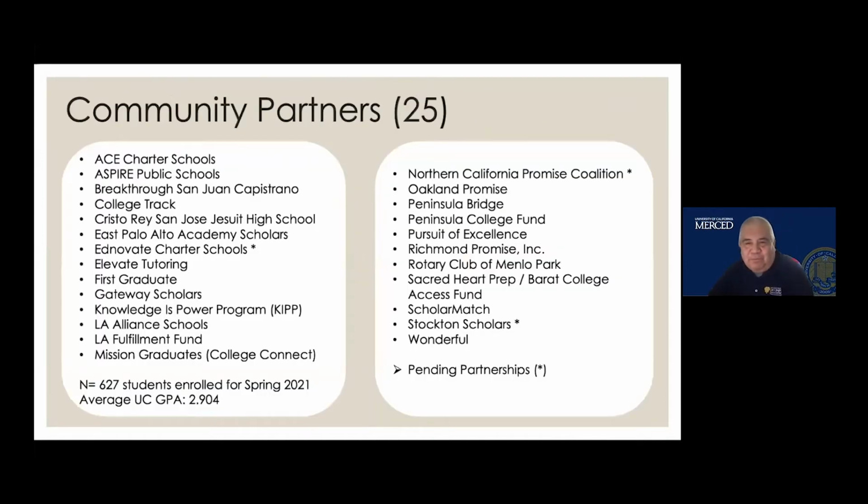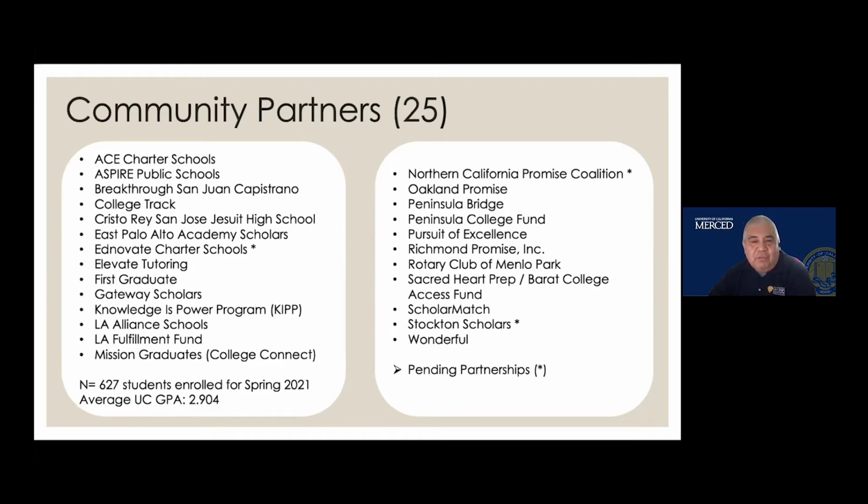Community partnership is made up of 25 community agreements with 25 community-based organizations or charter schools throughout the state of California whose students attend UC Merced. Through this partnership, we are able to support these scholars not only here at UC Merced, but also through the continuing support that the scholars receive from their home schools or home organizations. It's a partnership to better support these scholars who attend here at UC Merced.